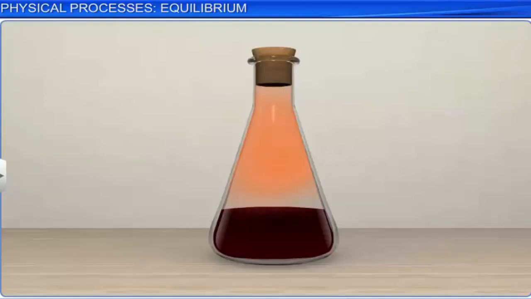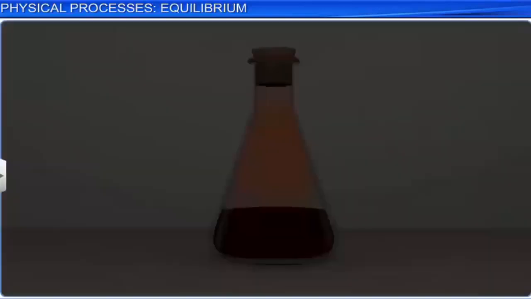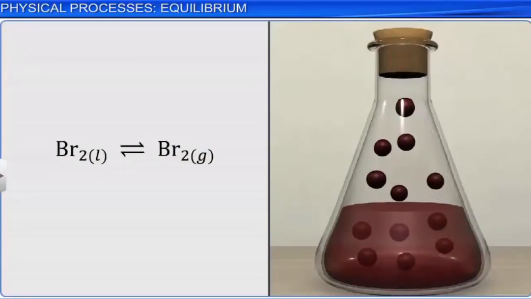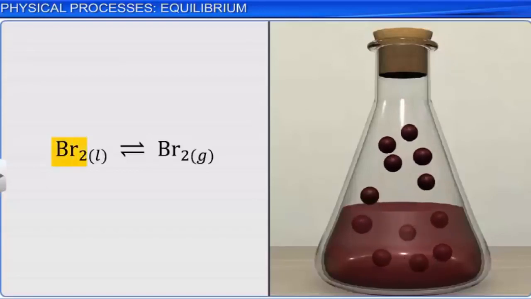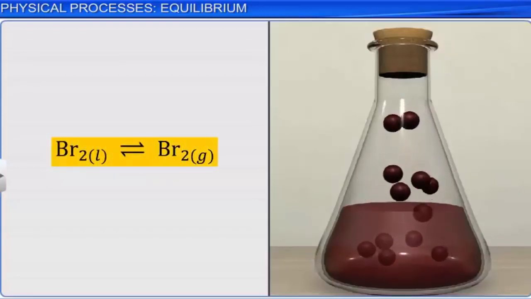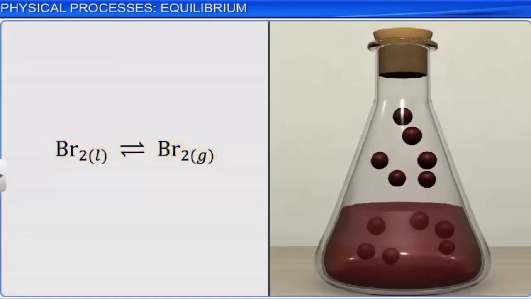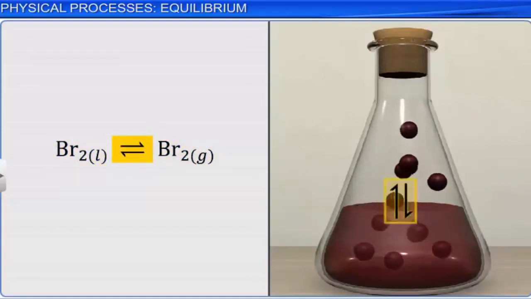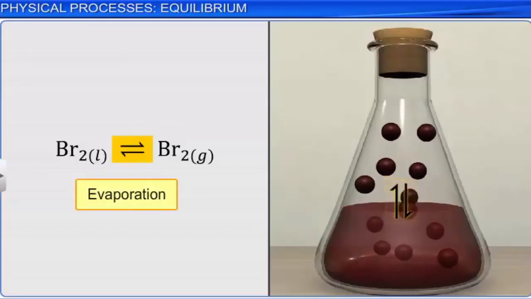The equilibrium of liquid bromine with its vapor may be represented as Br2 (liquid) in equilibrium with Br2 (gas). The pair of half-headed arrows indicates that the two processes, evaporation and condensation, are occurring simultaneously.